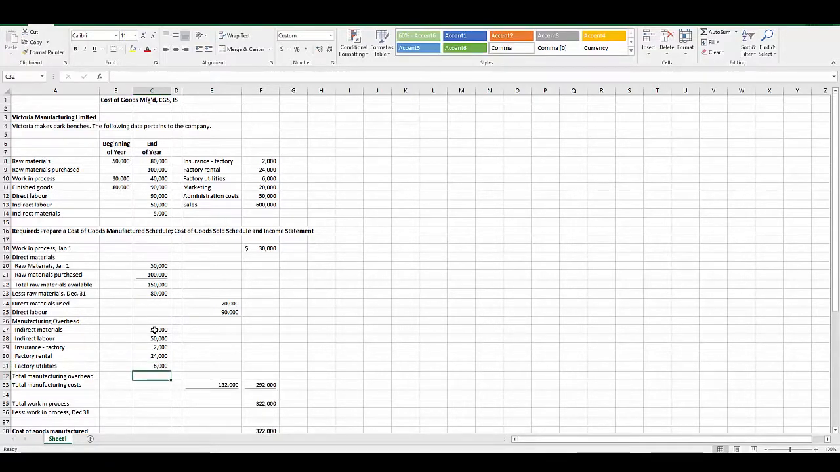So now we have identified all of the costs, and we made a little data entry error right here. Instead of 50,000, this should have been 5,000 right here. So now you have all of your costs.